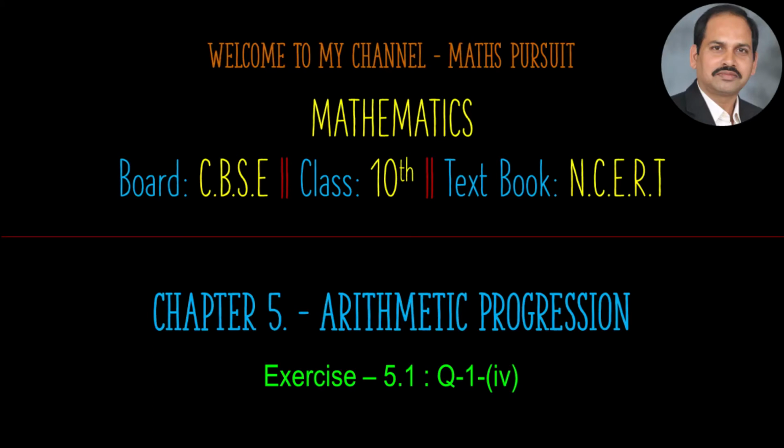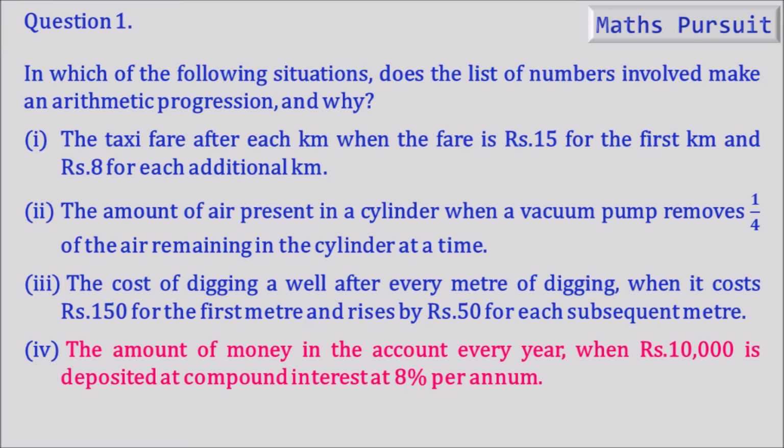Today we are going to look into exercise 5.1 question 1 bit 4 from chapter 5, called arithmetic progression. So let's see what exactly is given in question number 1 bit 4. It asks: which of the following situations does the list of numbers involved make an arithmetic progression and why?